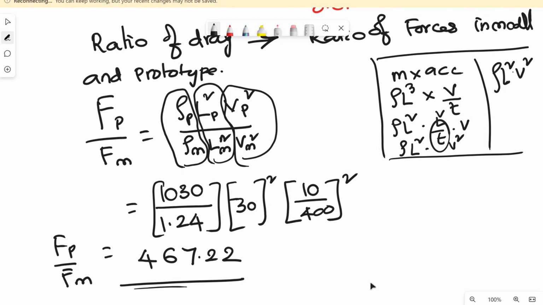Please wait for some more time, wait till the next class. A ship is not a fully submerged body; it is only a partially submerged body. For partially submerged bodies, in addition to the viscous force, there is one more dominant force, which is the gravity force. That also we have to take into account. So for ships you cannot use Reynolds model law alone. Only for submerged bodies can you use Reynolds model law.